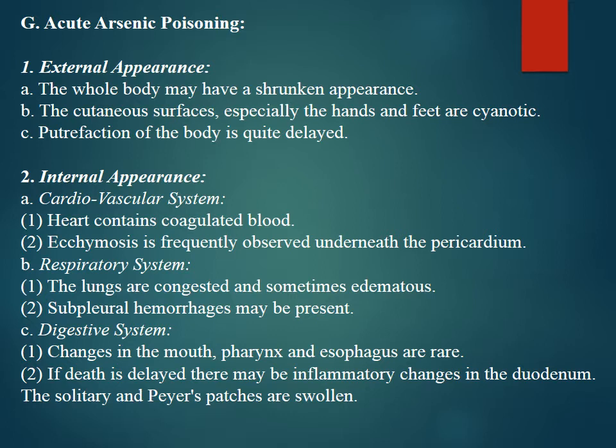Respiratory system: the lungs are congested and sometimes edematous. Subpleural hemorrhage may be present. Digestive system: changes in the mouth, pharynx, and esophagus are rare. If death is delayed, there may be inflammatory changes in the duodenum. The solitary glands and Peyer's patches are swollen.